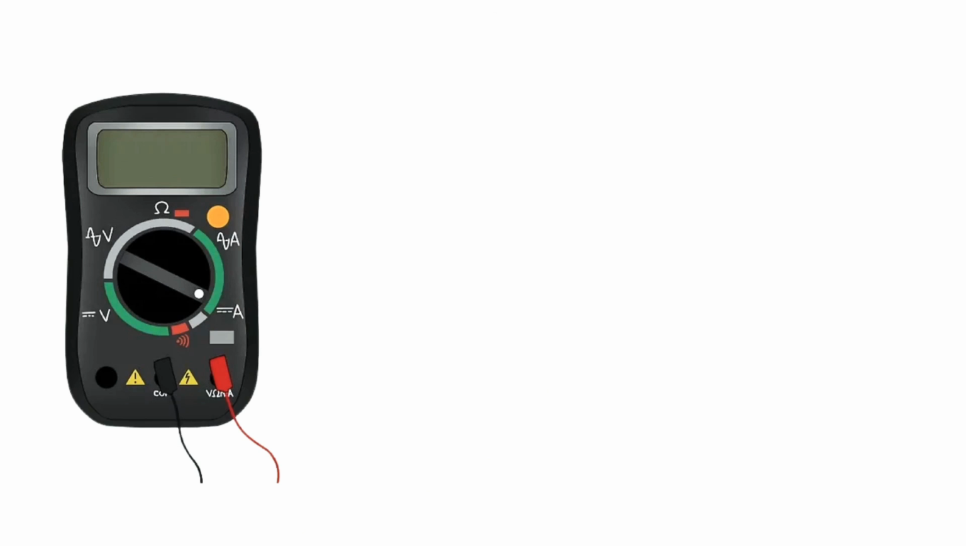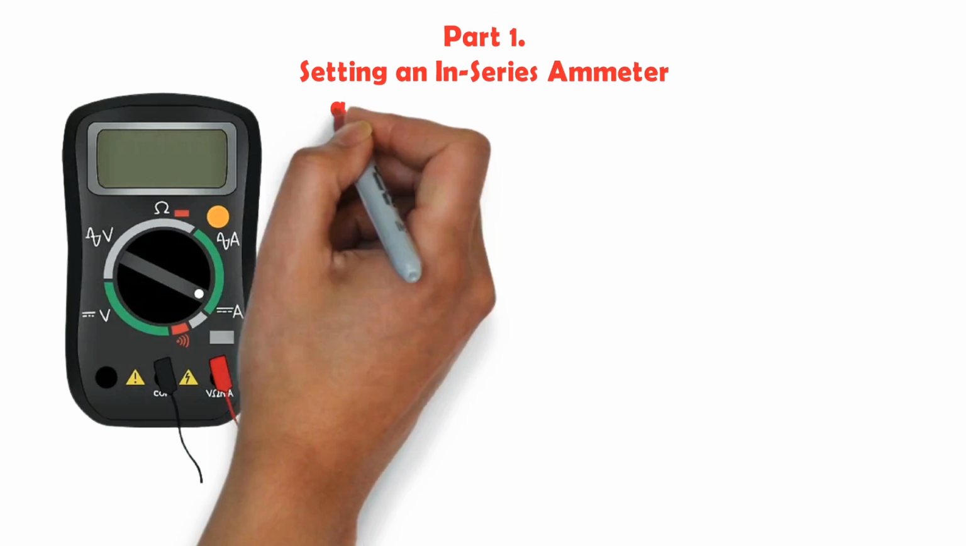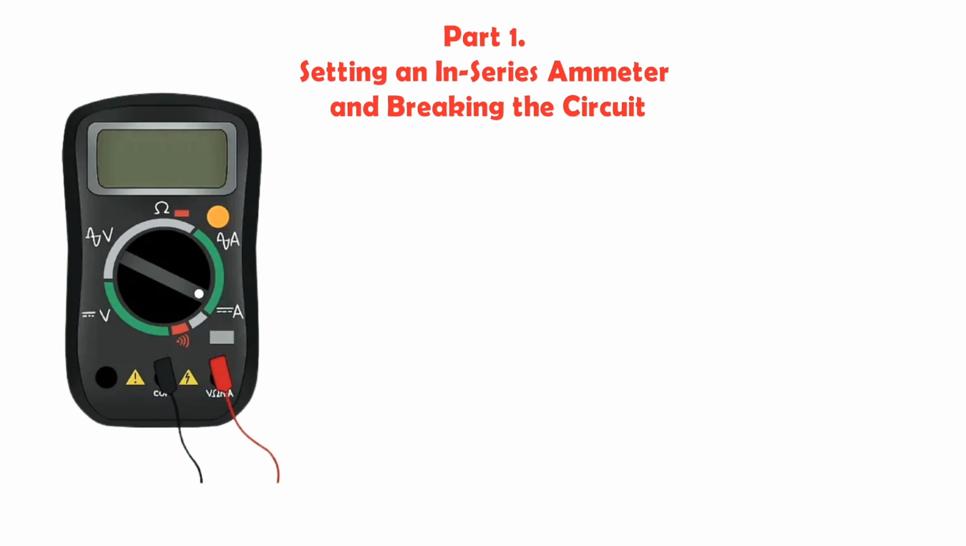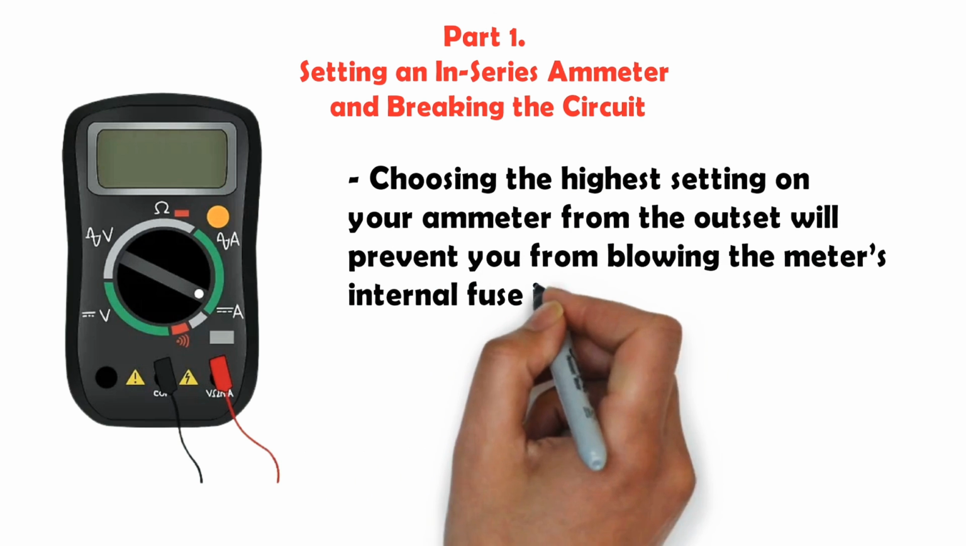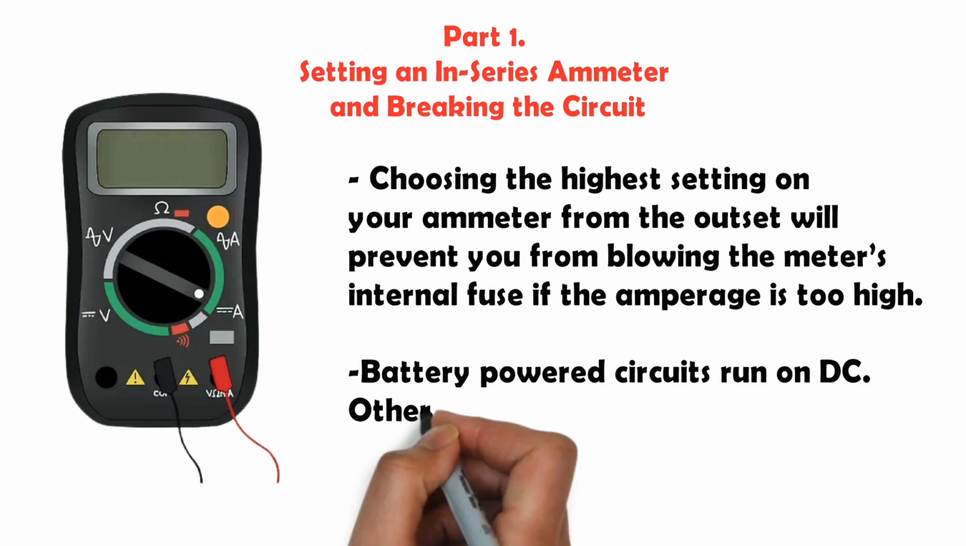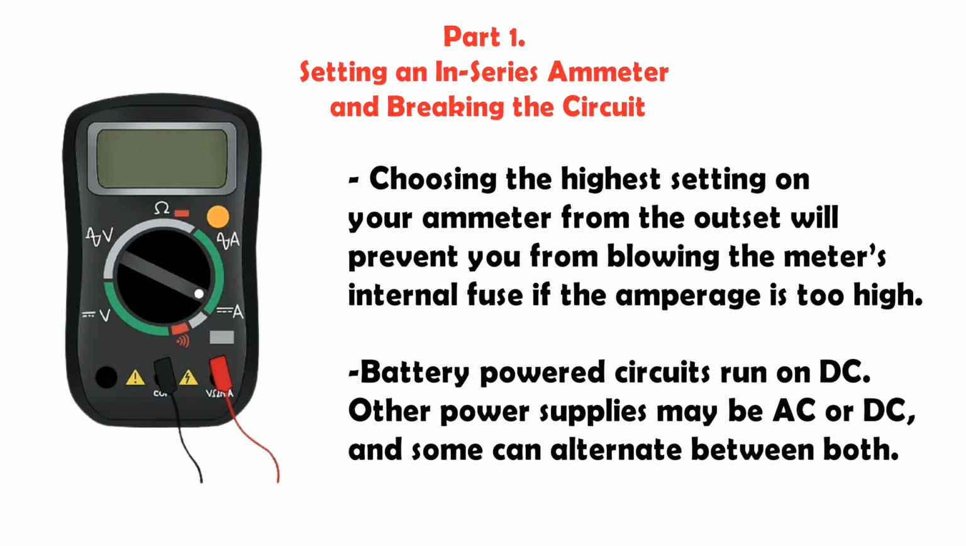The first thing you need to do is set the ammeter current type and range. If your ammeter divides the range of current into settings, choose the highest setting. Choosing the highest setting on your ammeter from the outset will prevent you from blowing the meter's internal fuse if the amperage is too high. Battery-powered circuits run on DC. Other power supplies may be AC or DC, and some can alternate between both.